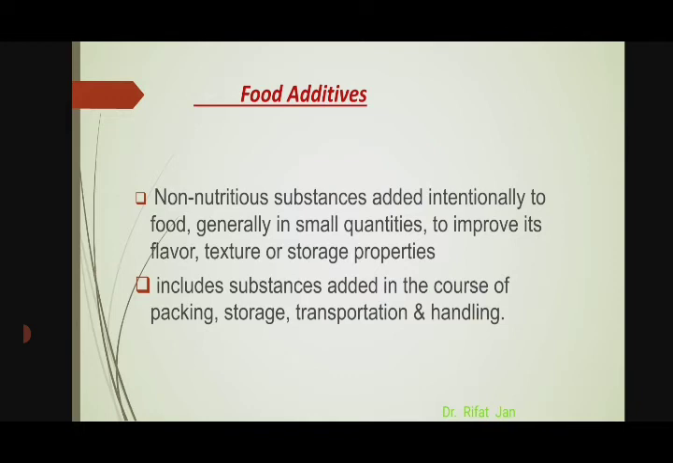Why are they added? If they are non-nutritious, what is the reason for adding them? To improve the flavor, texture, or the storage property. It includes substances added in the course of packing, storage, transportation, and handling.